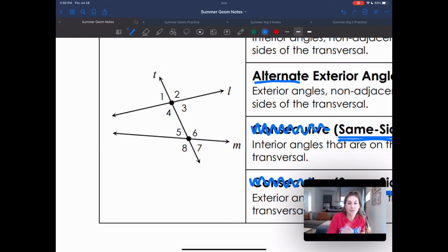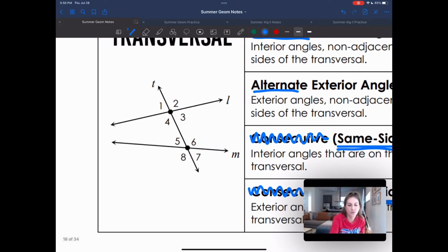A lot of kids get confused by this one because they may tell you something like, hey, angle 1 and angle 5, classify them. Actually, this probably pops up in your practice sheet. Classify that angle pair. Okay, well, let's look at them. Angle 1 is right here, angle 5 is right here. Let's see if we can figure this out based on everything we've learned.